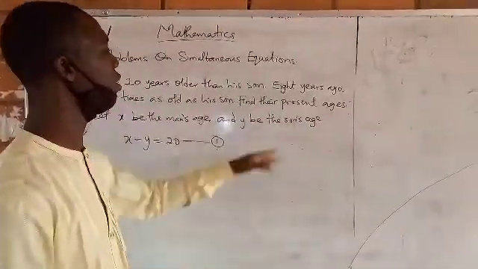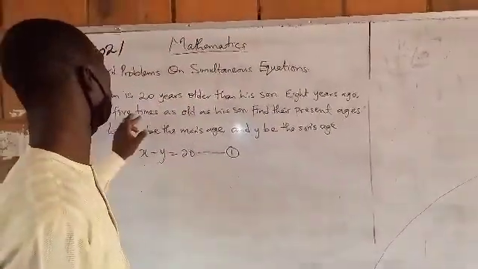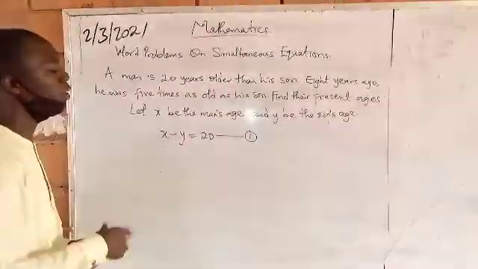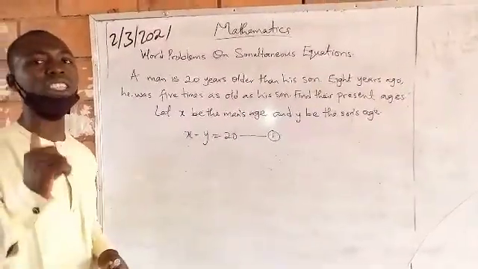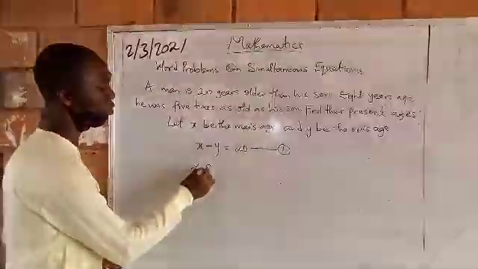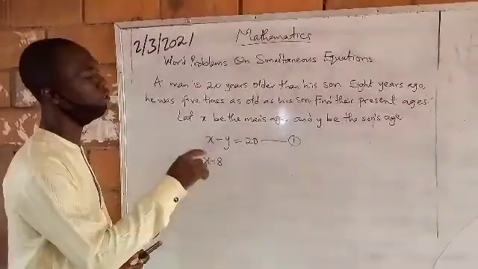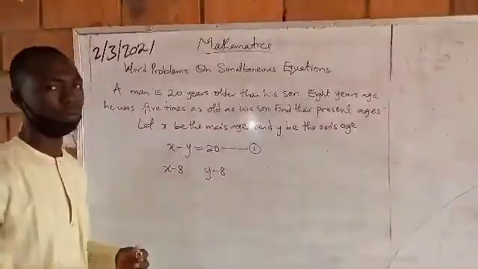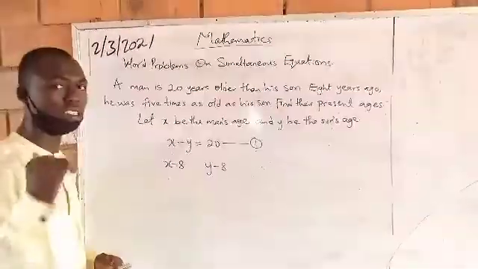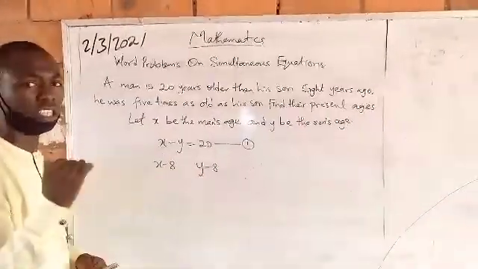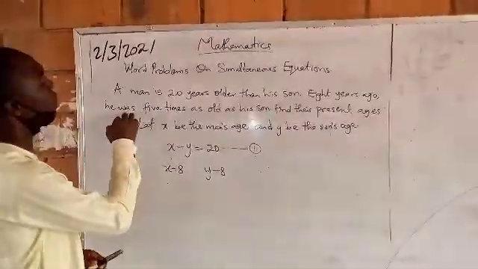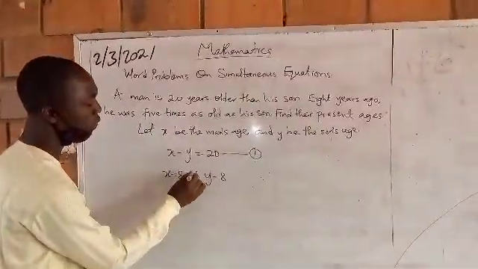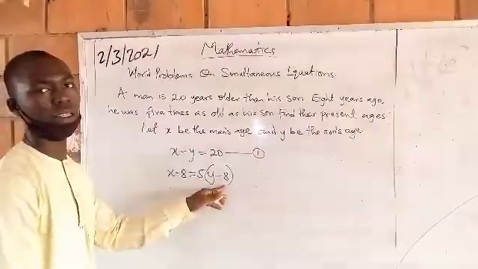From the second statement, 8 years ago, he was 5 times as old as his son. If the man is x years old now, 8 years ago, he will be x minus 8. If the son is y years old now, 8 years ago, the son will be y minus 8. And we are told that the man was 5 times as old as his son. That means x minus 8 was 5 times y minus 8.